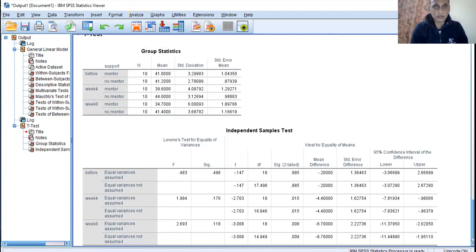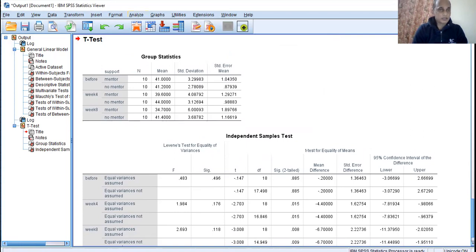So the answer I've got here, if I look at the answers, I have seen previously that for before mentor, no mentor, it is 41 something for both of them; for week 4, 39 and 44 something respectively; and for week 8, 34 something and 41 something. So that is the answer, which we have already seen in the descriptive a while ago.